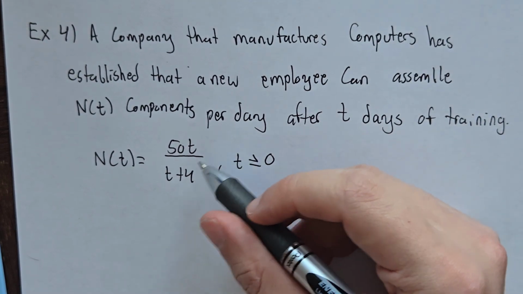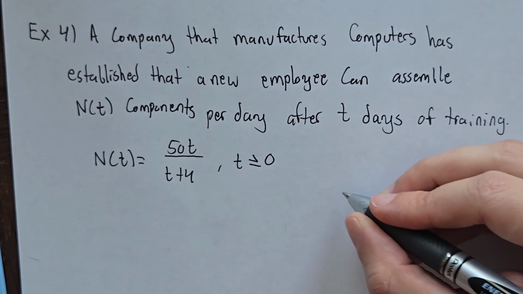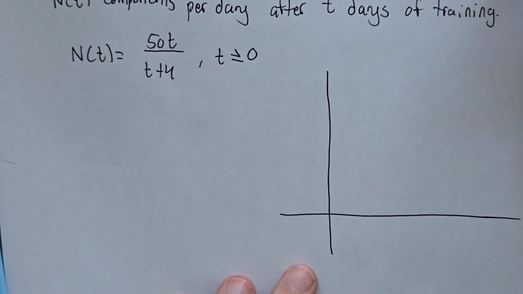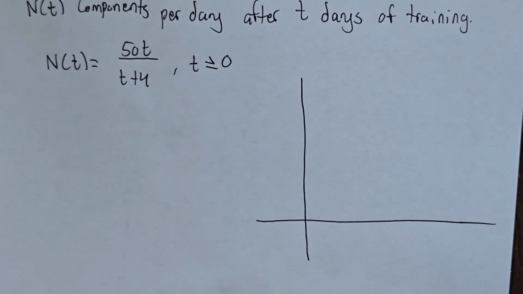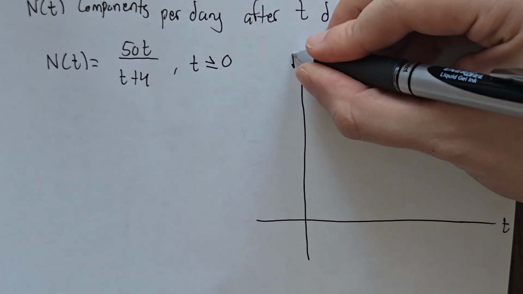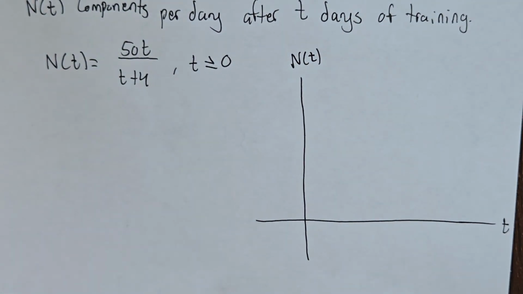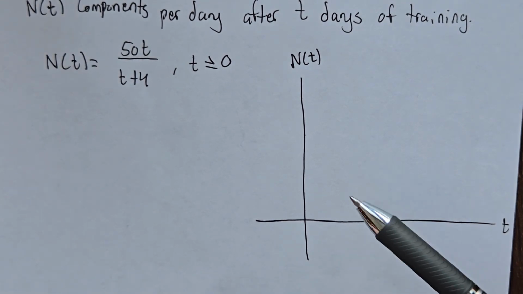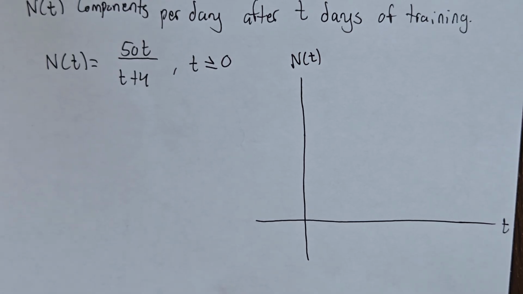So if we want to look at a graph of this, I'm going to go ahead and sketch it off to the right over here. We only need to worry about the upper right quadrant of this graph because we're dealing with numbers that only make sense in positive terms. If we think of t as the horizontal axis and N(t) as the vertical axis, t represents the number of days of training, so it can't be less than 0. And N(t) represents the number of components that employee is expected to make per day, which means it also shouldn't be below 0.